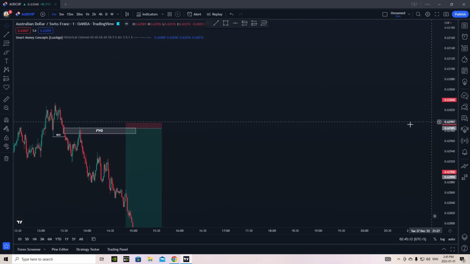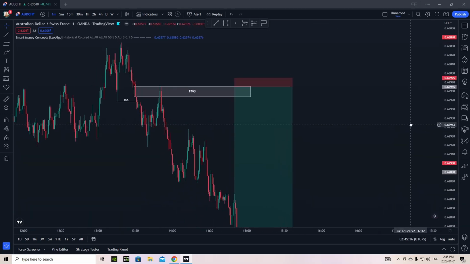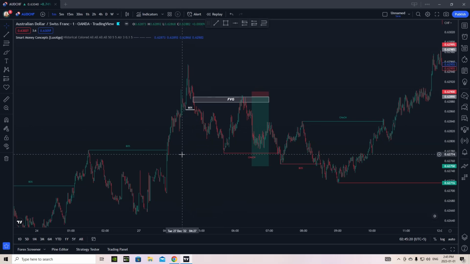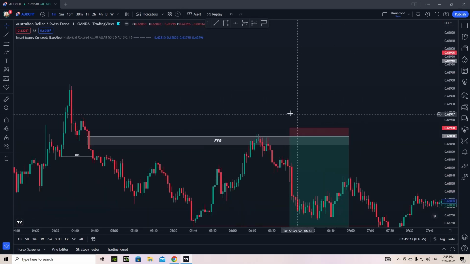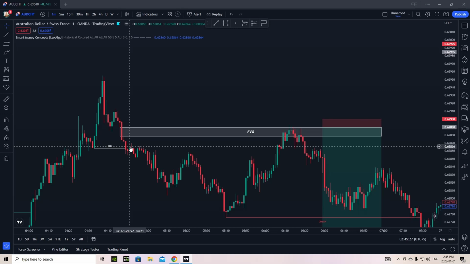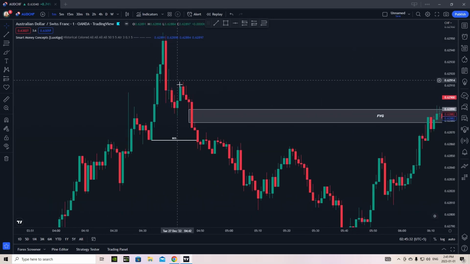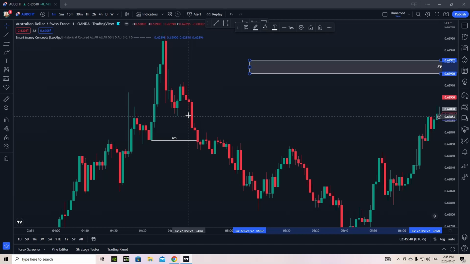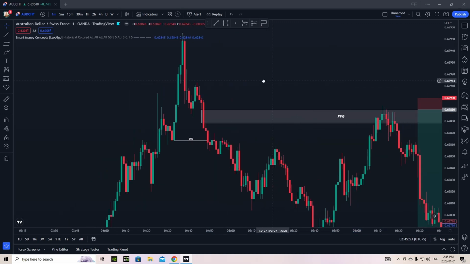Also, a fair value gap is when price moves away from one point too fast, right? And it didn't really close all the gaps in front and behind the candles, right? So here's an example. Price went down too quick, so it leaves a gap in between these candles, right? So that's what a fair value gap is called. As you can see right here, there's a gap behind it and a gap between. So that's what a fair value gap is basically called, right?